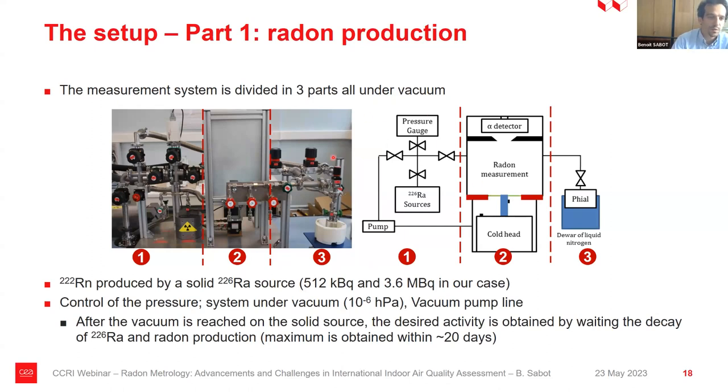So this is the first part of the system where you have pump, pressure gauge and so on, which is here in the picture. And you will produce radon. But once produced, you need to measure it. And this was the quite challenging part, to create a defined solid angle and create a solid source of radon.